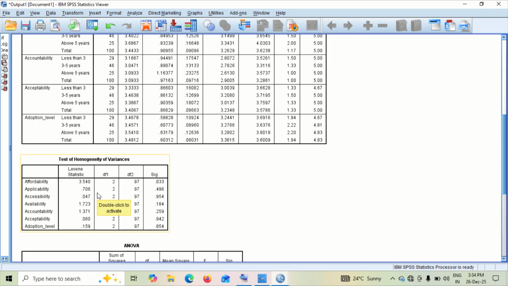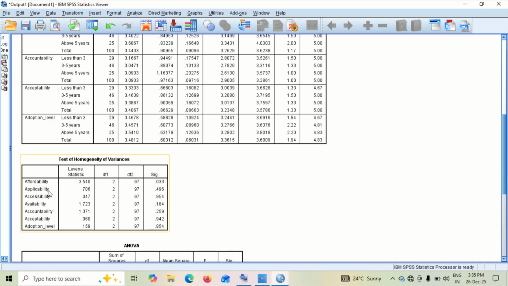Here we can see that Levene's test is applied to measure the equality of variance. And regarding affordability, the Levene's statistic is 3.540 and the significance value is 0.033. It is significant at 5% level of significance, hence equality of variance is not assumed and we can't use one-way ANOVA for mean comparison.